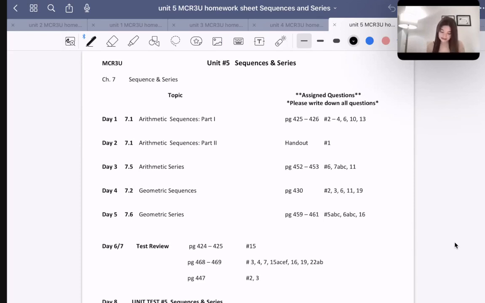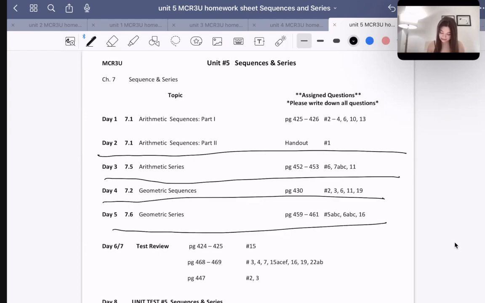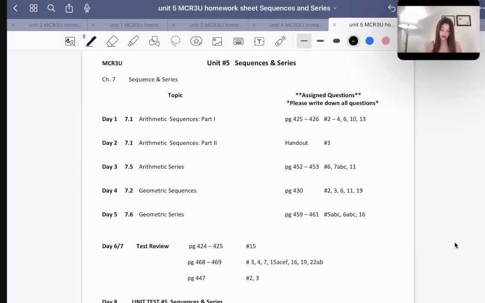For today, we are going to be learning about arithmetic sequences. Next day, we're actually going to combine 1 and 2 together and learn all about arithmetic sequences today. It's not that large a topic. There's only so much to know about arithmetic sequences. Then we'll talk about arithmetic series next day. Then we'll talk about geometric sequences, then geometric series. So there's really only 4 topics in this unit.